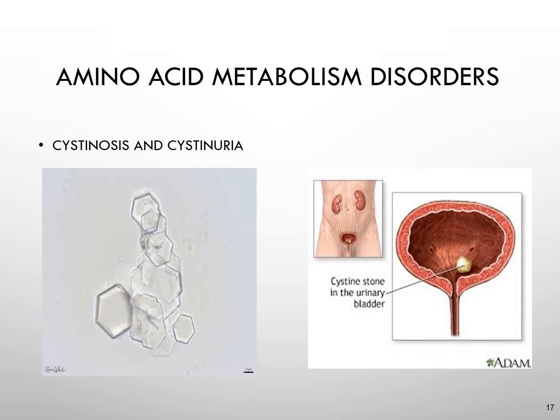For the amino acid types of disorders, we're just going to focus on cystinuria. Cystinuria is a disorder characterized by excretion of large amounts of cysteine and the dibasic amino acids arginine and lysine. It's an inherited autosomal recessive disorder in which the nephrons, for example the proximal tubule cells, are unable to reabsorb these amino acids. These patients have defective intestinal absorption of the same amino acids.